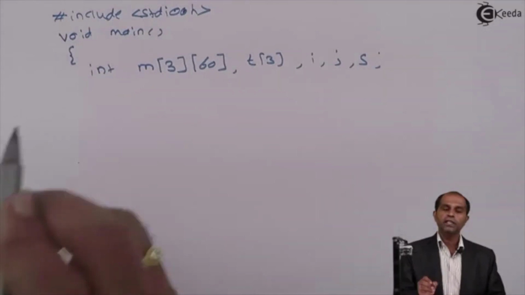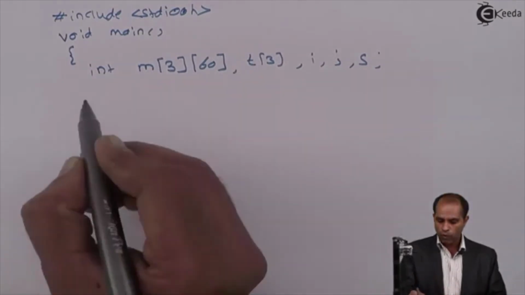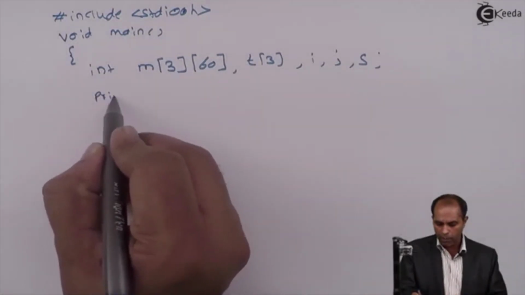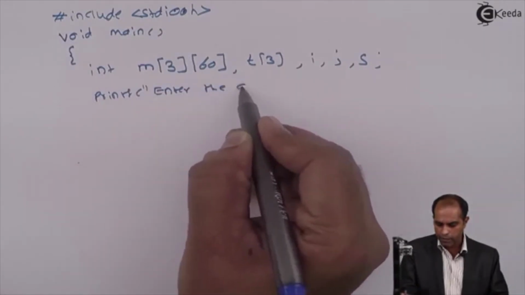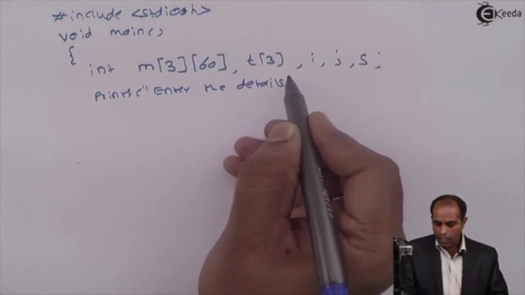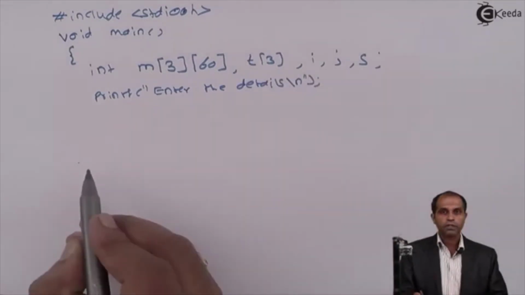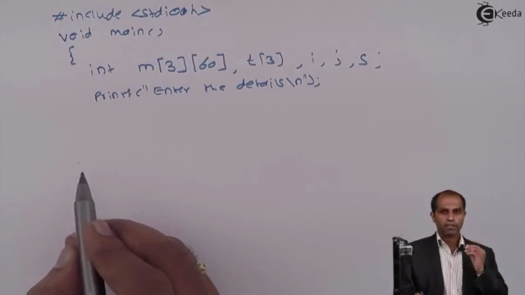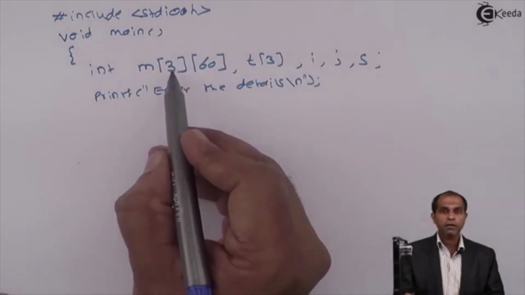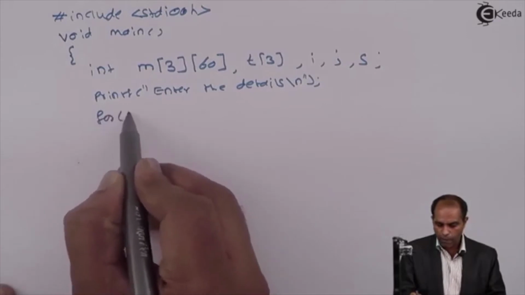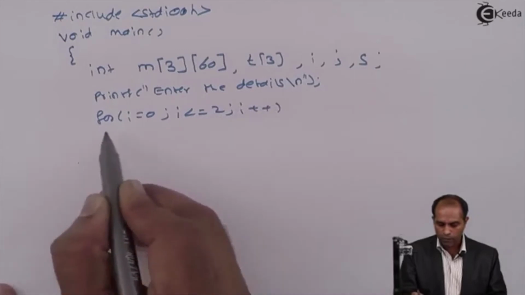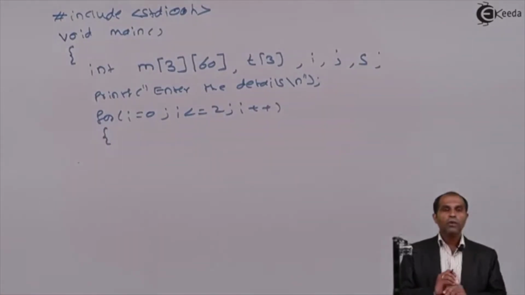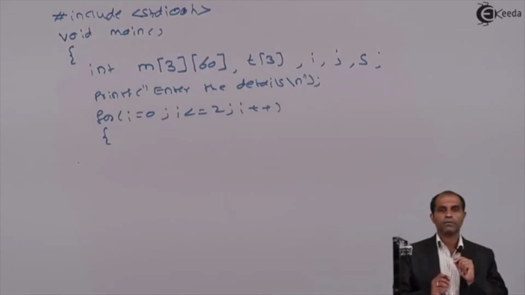The first step is to read these marks, right? So I'll put a printf as "enter the details". Now within this, I will place one more message. How many subject marks am I supposed to read? I have 3 rows, which means that I have 3 subjects. So let me say for i equals 0, i less than or equal to 2, i plus plus. When i is 0, which subject marks am I reading? I am reading the subject marks of the first subject.